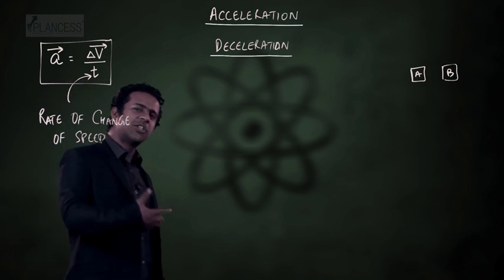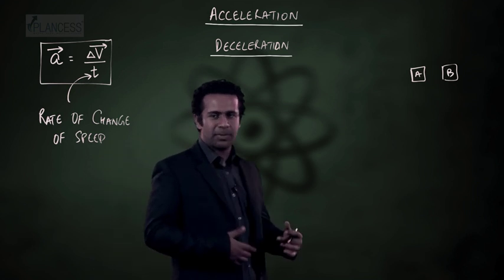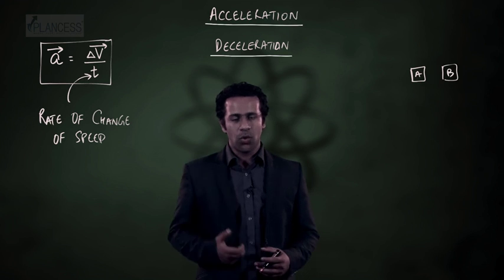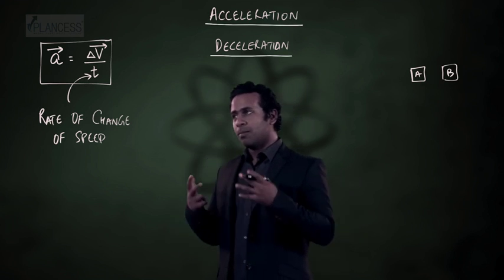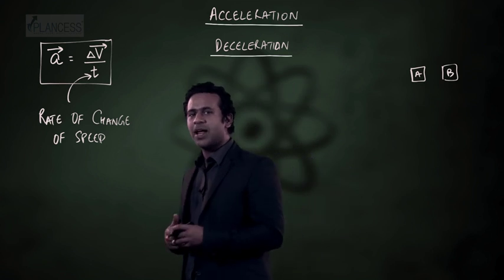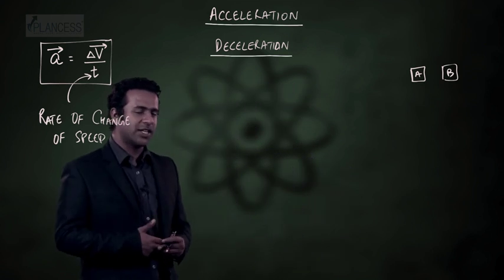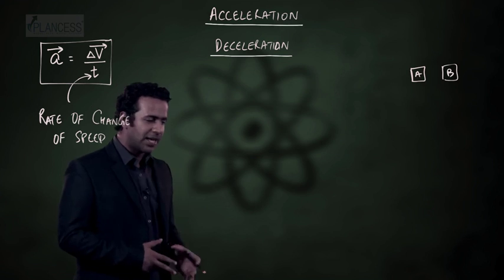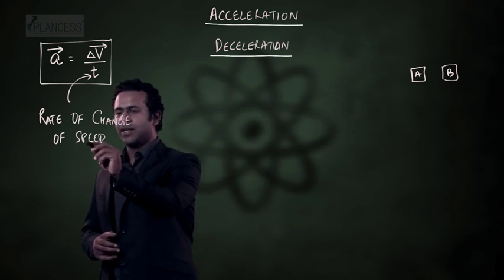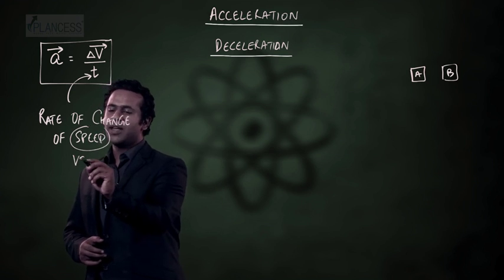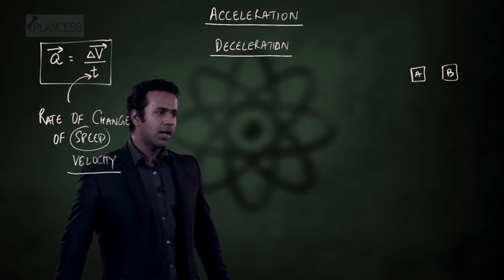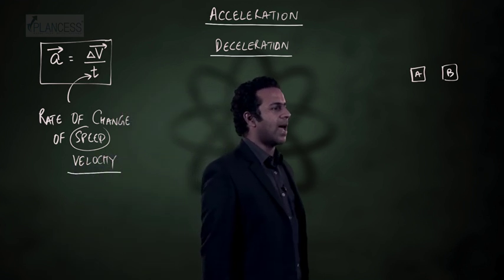I'm using the word speed and velocity interchangeably here, but I'm sure you understand that acceleration is a vector, but speed is also the magnitude of velocity. So we can sometimes use these words interchangeably. But strictly speaking, acceleration is the rate of change of velocity. So we should not call it speed, but rather velocity. Right. So let's take an example.